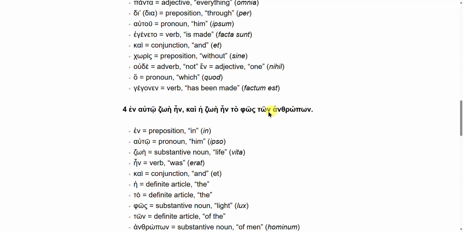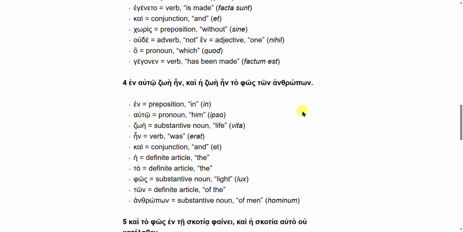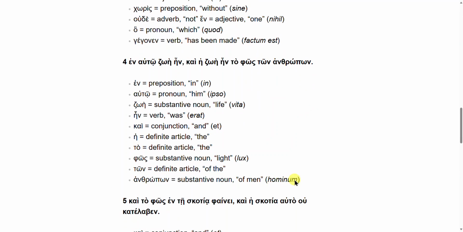But because this is genitive plural, it's translated of men. In Latin, we saw hominum. Hominum was translated of men. It's plural. And so we see that in the English here. And the life was the light of the men. That's a literal translation of what's there in the Greek. En auto zoe ein, kai he zoe ein to phos ton anthropon. In him life was, and the life was the light of the men.